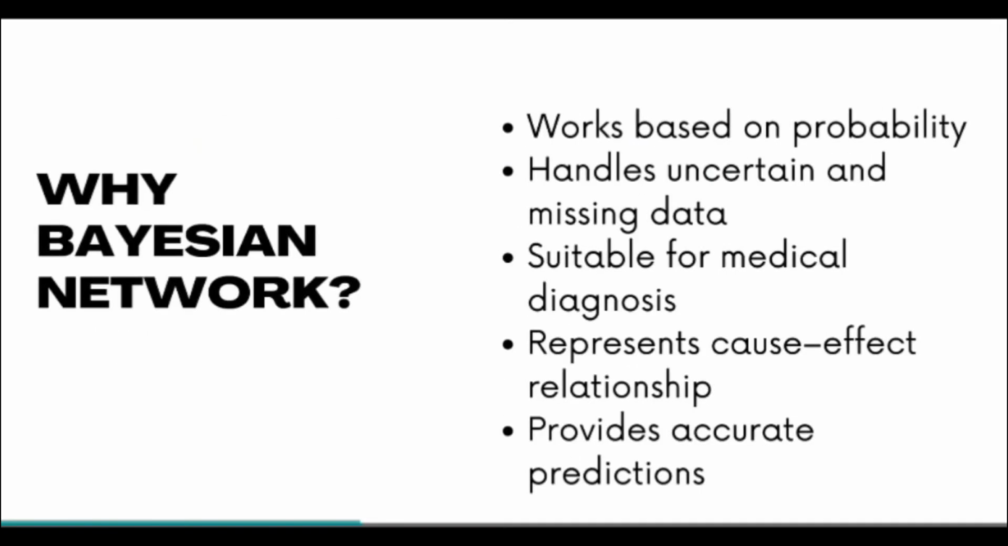Why did we choose a Bayesian network? It works based on probability, making it ideal for uncertain and incomplete data. It can easily handle missing symptom information. It clearly represents cause effect relationship, which is crucial in medical diagnosis.